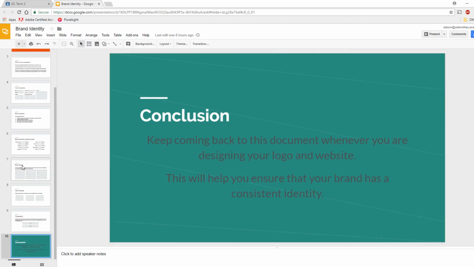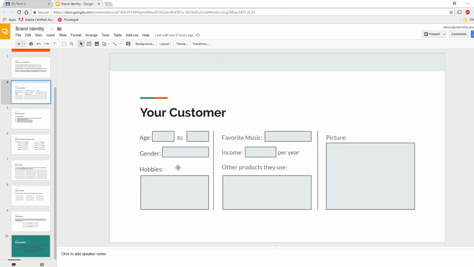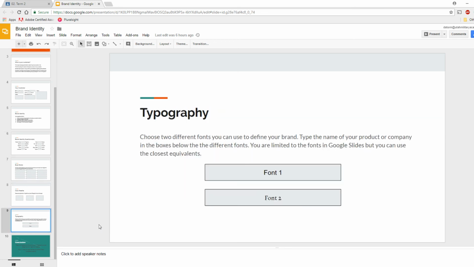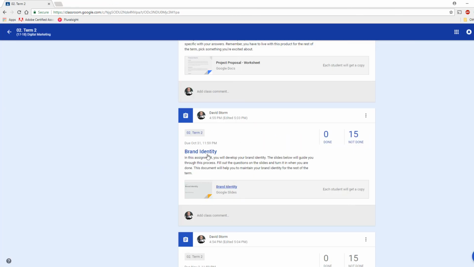So when you're done filling out this slideshow and adding your information to these slides, so this one here, this one here, this one, and this one, you want to go ahead and upload this document to the brand identity assignment. Please let me know if you have any questions.